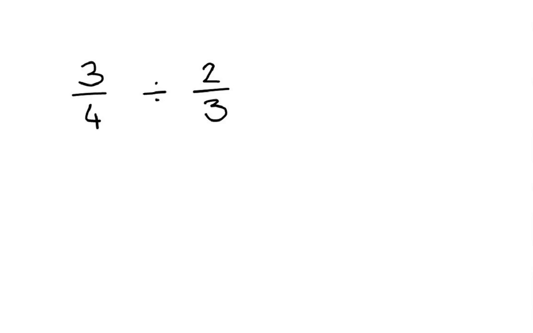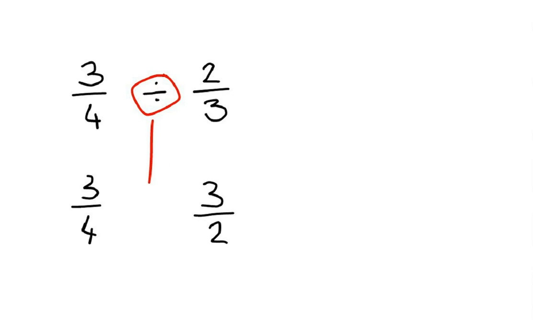What we want to do is write out the first fraction again, 3/4. The second fraction we are then going to flip upside down, so the denominator becomes the numerator and the numerator becomes the denominator. So that becomes 3 over 2, or 3 halves. And then what we do is this divide sign becomes a multiply.